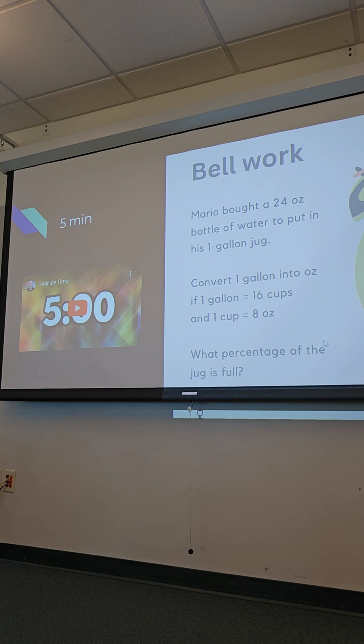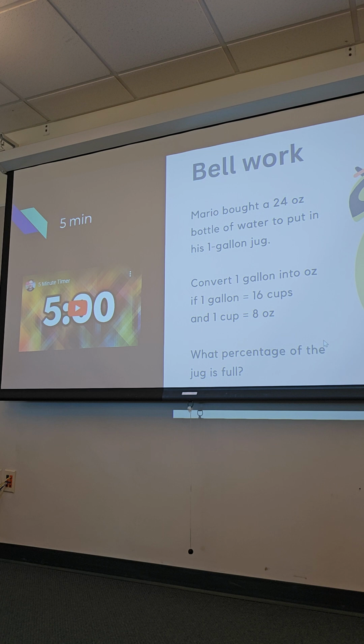18.75%. What was the answer though of 3 divided by 16? When you type 3 divided by 16? 0.1875. So 0 point what? 1875. Okay. And then we have to turn that into a percentage, right?